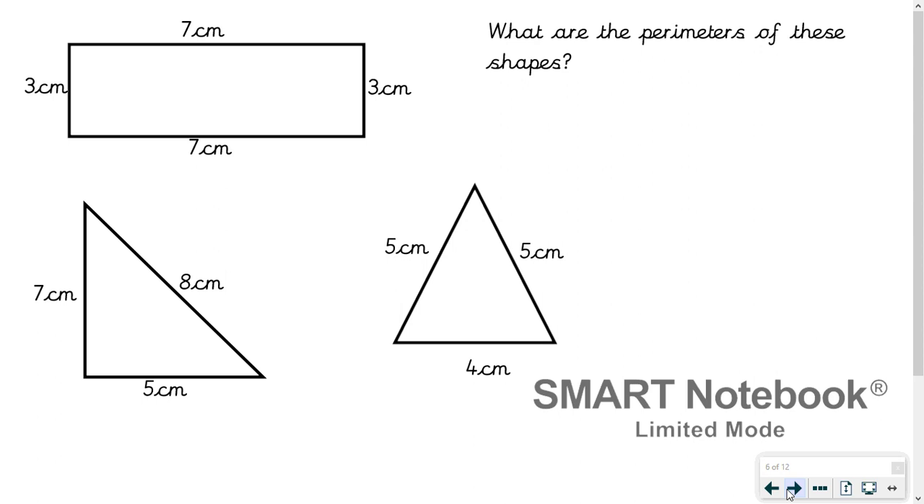Amazing. Hopefully it was a nice, quick activity. So this one, 7 add 7 is 14, 3 add 3 is 6, 14 add 6 is 20, so this will be 20 centimeters perimeter. This one, 8 add 5 is 13, add the 7 is 20, this one's 20 centimeters as well. And this one, 5 add 5 is 10, add 4 is 14 centimeters.